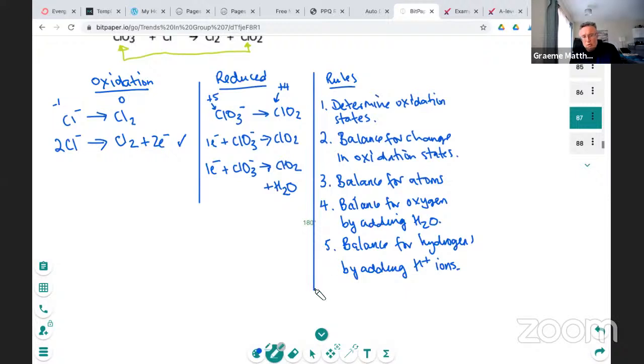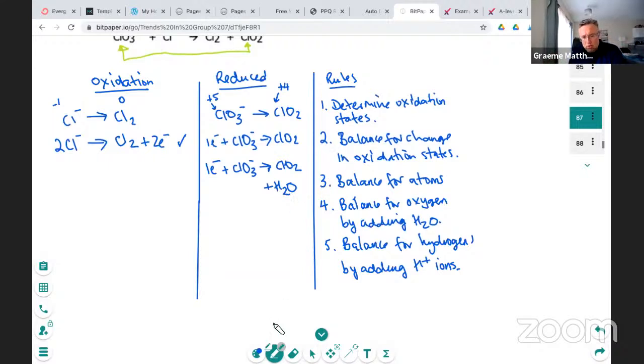So I do realize that there is more than one way of balancing redox reactions in acidic and alkaline media, okay? I'm just doing it the way that makes sense for me, and hopefully makes sense for you. But if you look on the internet, there are loads of different ways of balancing them. Just pick one that works for you, okay?